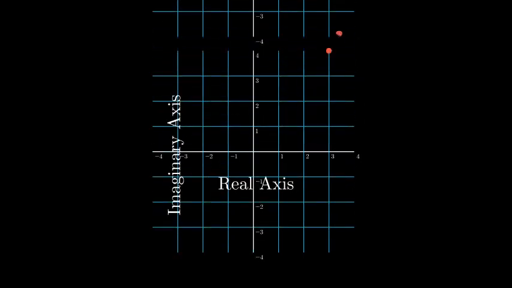For the complex number 3 plus 4i, we move 3 units along the real axis and then 4 units up along the imaginary axis. For the complex number 2 minus 3i, we move 2 units along the real axis and then 3 units down along the imaginary axis. And for -2 plus 2i, we move 2 units to the left along the real axis and then 2 units up along the imaginary axis.